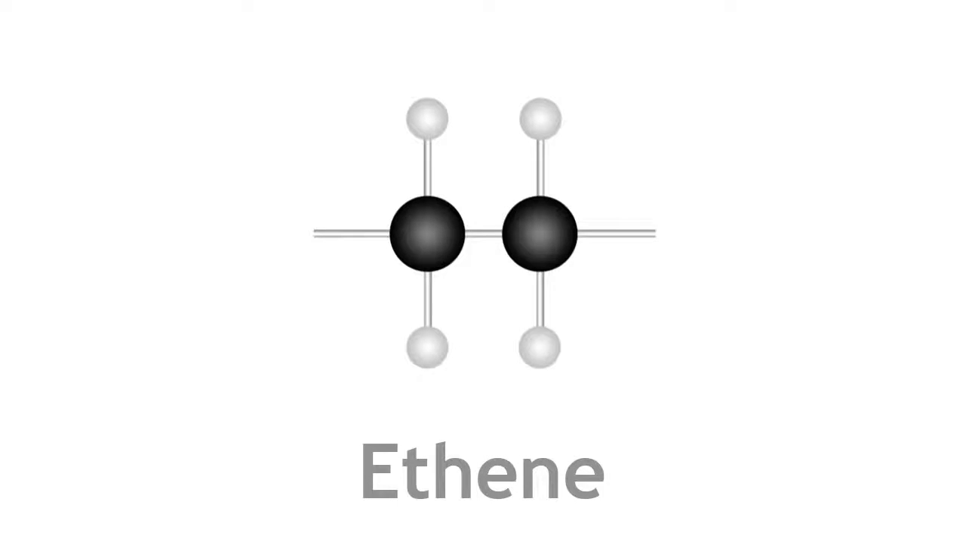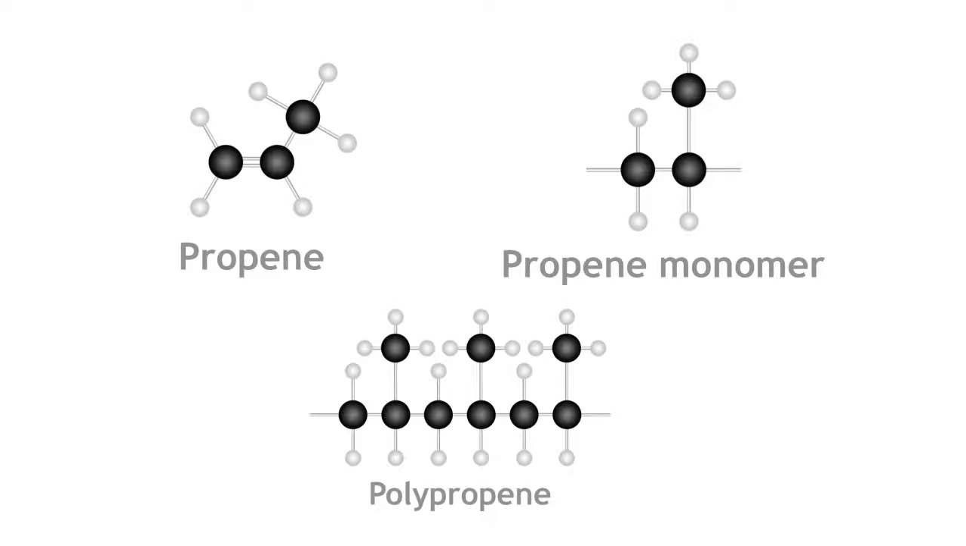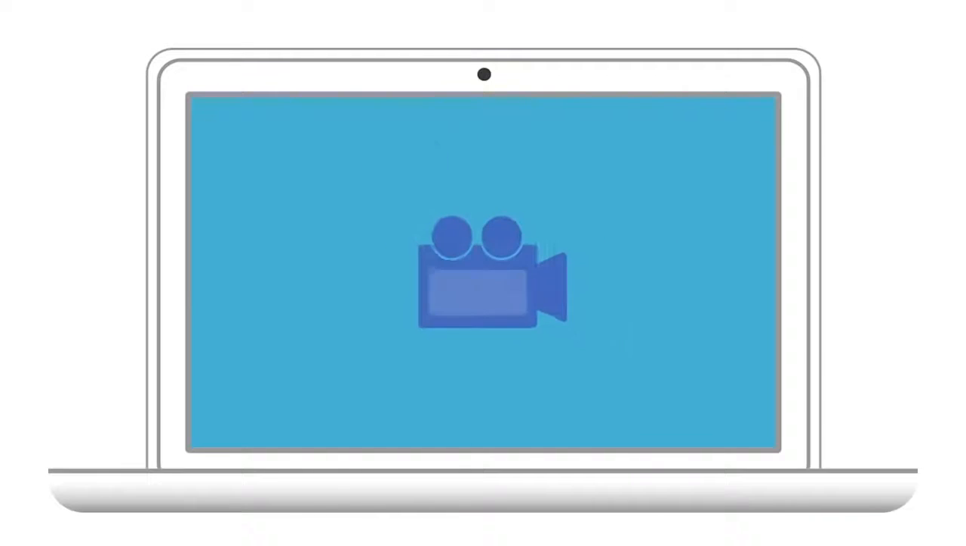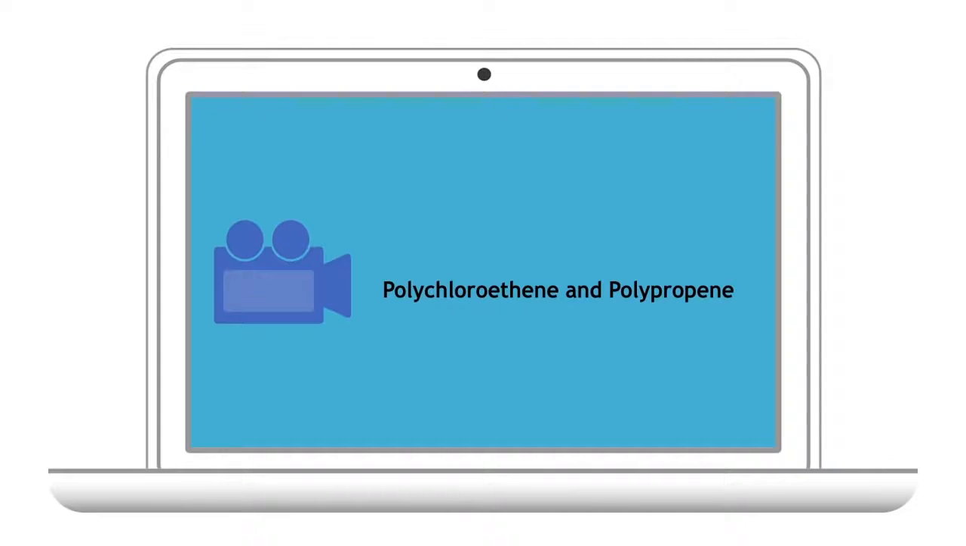As you can imagine, using different monomers creates different polymers, with different repeat units along the chain and therefore different properties. We also have videos explaining the polymerization of propene and chloroethene.